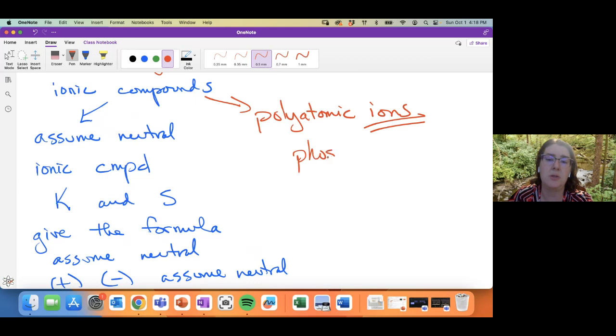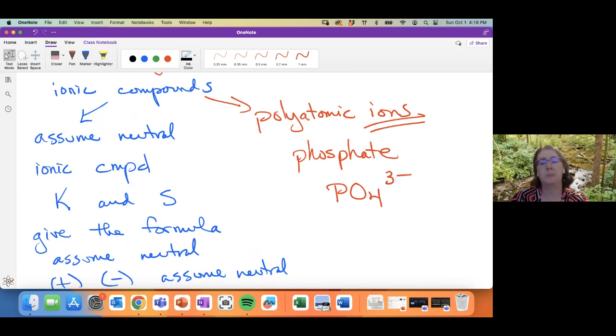There's a set list of them, but we can do things like just using the word phosphate, and you need to know then that phosphate looks like this. Now, this is an ion, but there's no metal here. This is still worth mentioning in the conversation about ionic compounds. These have a specific name and a specific meaning.